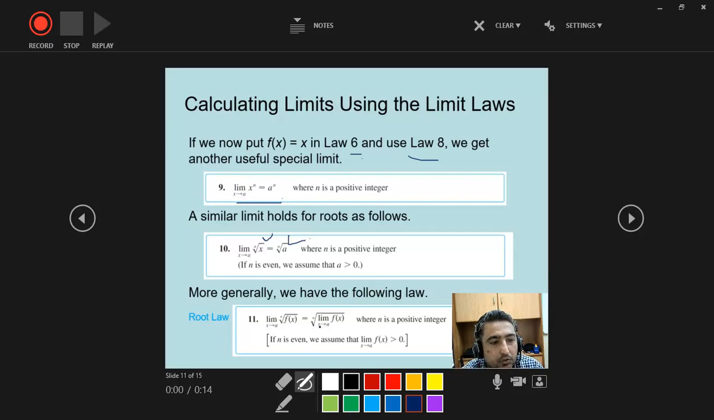Okay, so this is the root law again. More generally, if it is simply x, then it is true for any f of x. So if the function is given in a square root or in any root, you just take the limit of the function and then take the square root. It's all right, with the same condition that the limit of f of x should be positive. If it is negative, the root might push us to the complex domain. So that is not our domain, right?